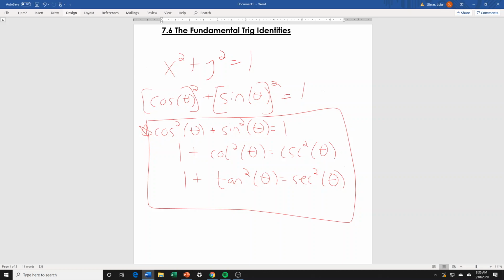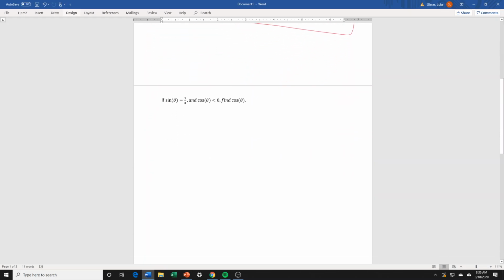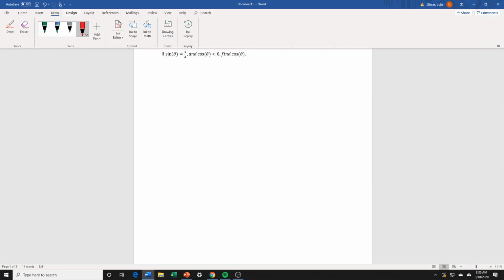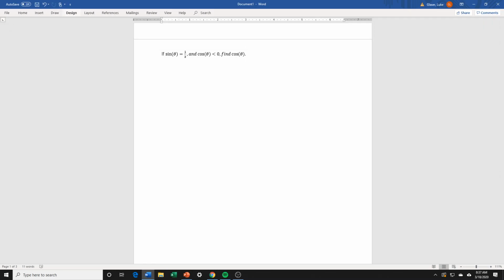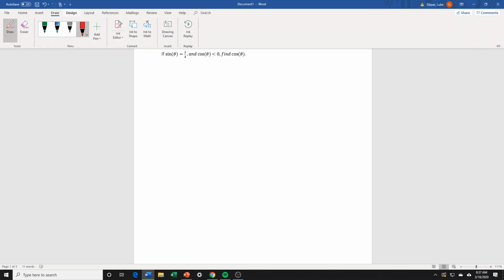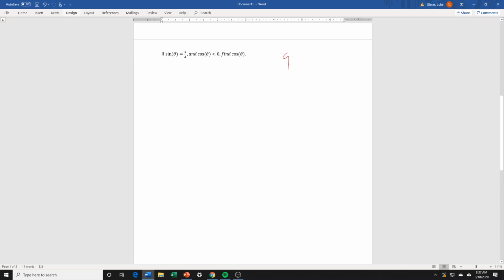So what do we do with these? How are we going to use them? Let's take a look at an example. If sine of theta equals 1/3 and cosine of theta is less than 0, find cosine of theta. So first thing I want to do is determine what quadrant we're in on the unit circle. And I'll show you why that's important in a second.